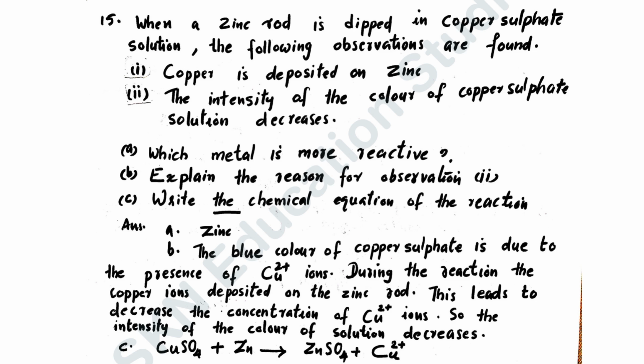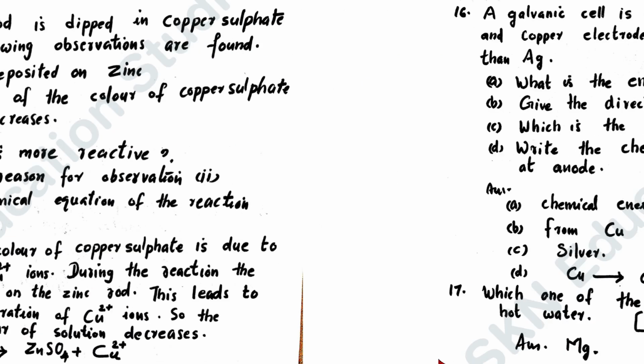Second question, explain the reason for the second observation. Answer, the blue color of copper sulfate is due to the presence of Cu2+ ions. During the reaction, the copper ions are deposited on the zinc rod. This leads to a decrease in the concentration of Cu2+ ions. So the intensity of the color of the solution decreases. Third question, write the chemical equation of the reaction. Answer, CuSO4 + Zn gives ZnSO4 + Cu.